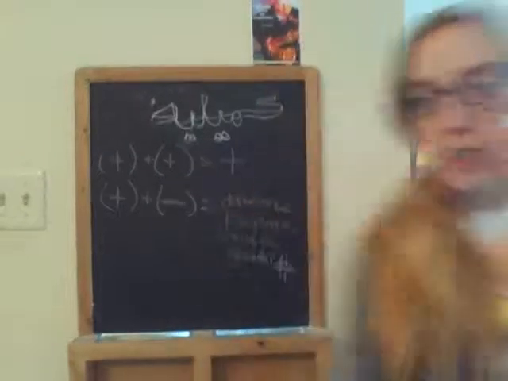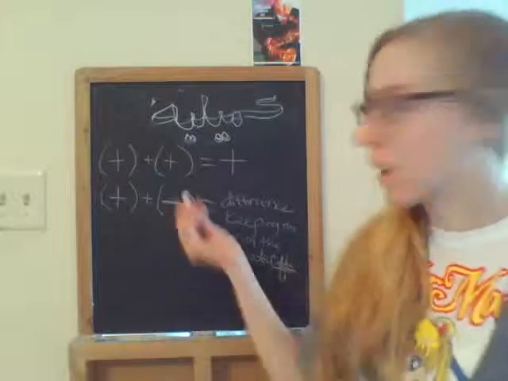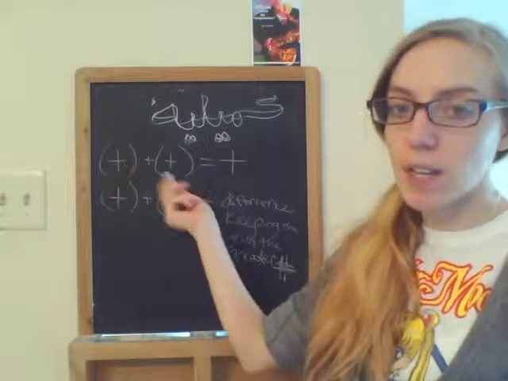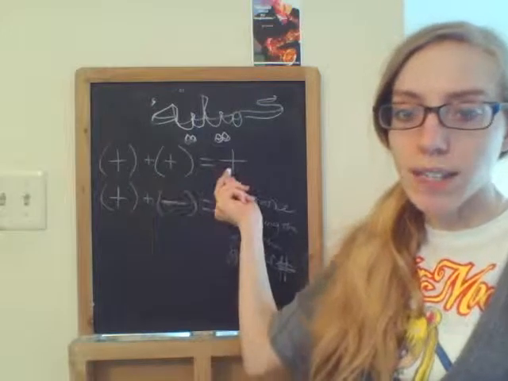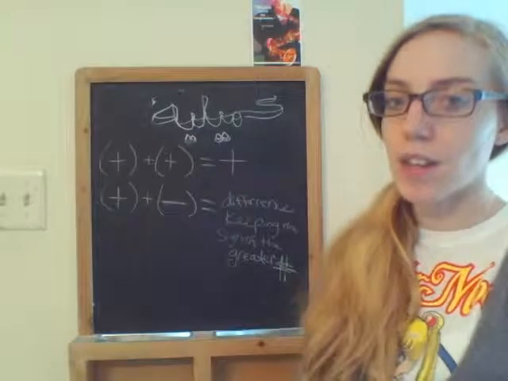So I built this little chart here to show you how we add numbers together. If we have a positive number in here and a positive number in here, and we add those two numbers together, we are going to get a positive number result. Obviously, we're adding two positives together.